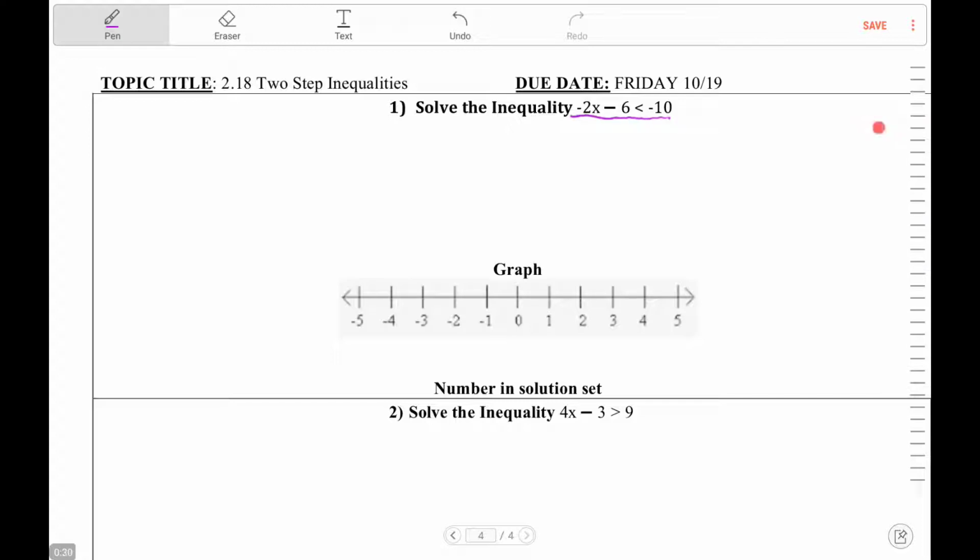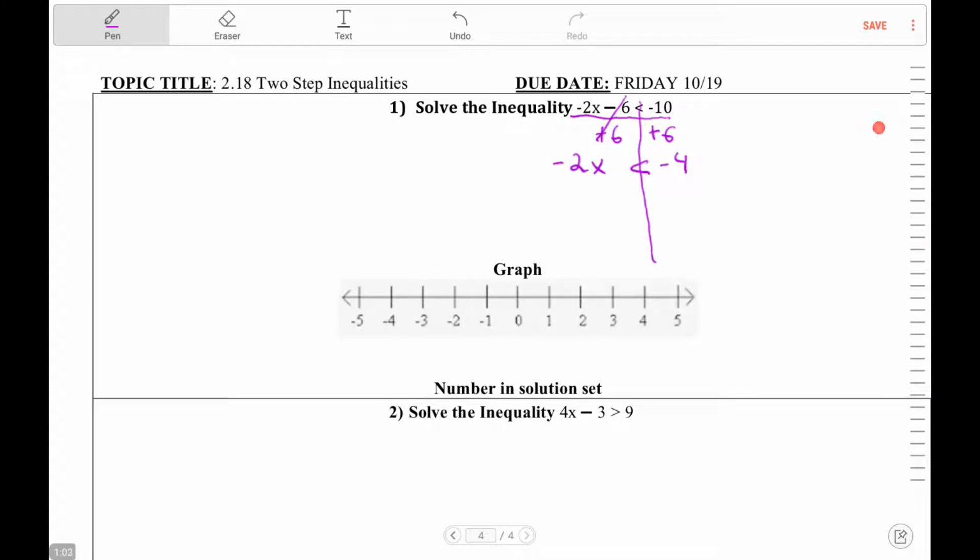So right here we have negative 2x minus 6 is less than negative 10. So we draw our line down, and what's the first thing? Again, an inverse operation. So we are subtracting 6, so we're going to add 6, so plus 6 plus 6. I keep my less than sign. Negative 10 plus 6, what is that? Negative 4. And these cancel out, and we have negative 2x is less than negative 4.